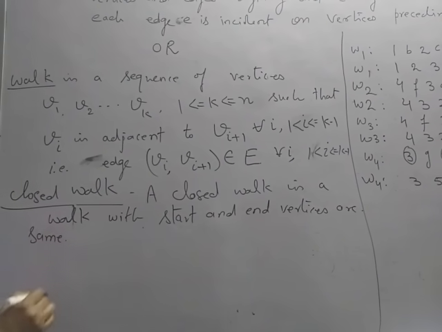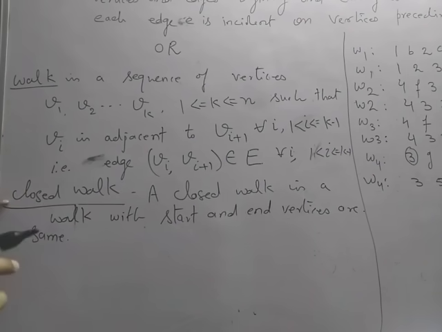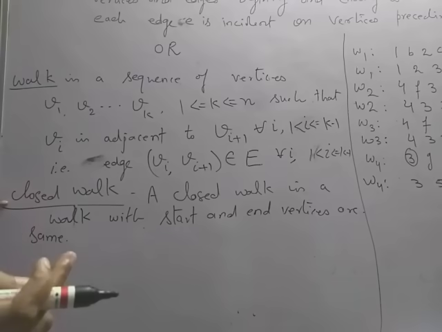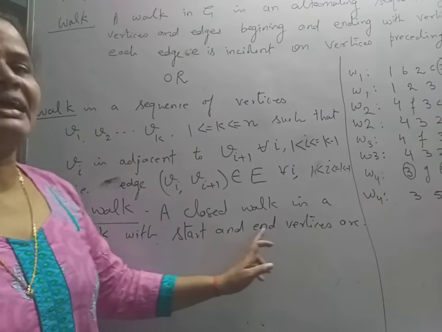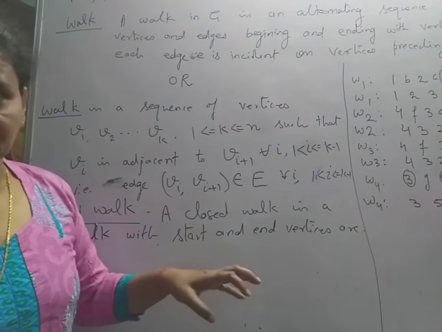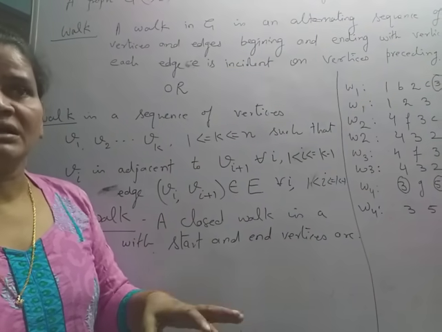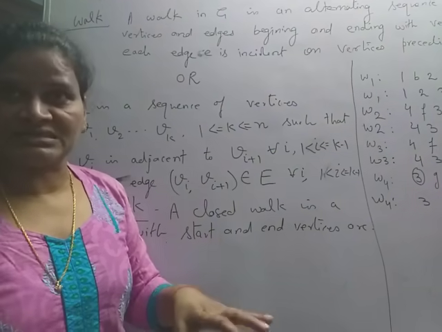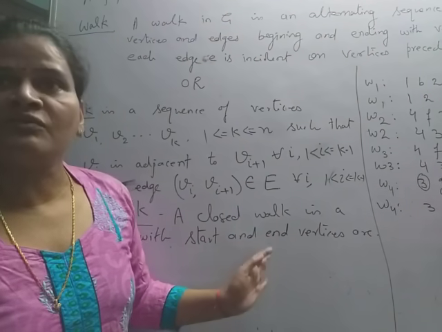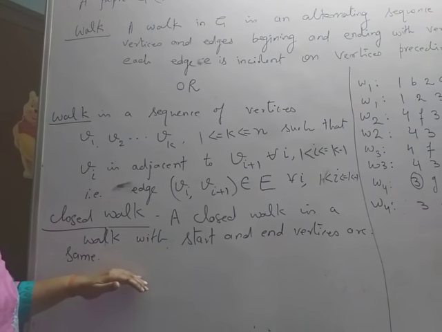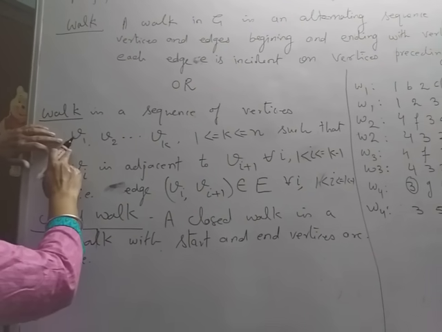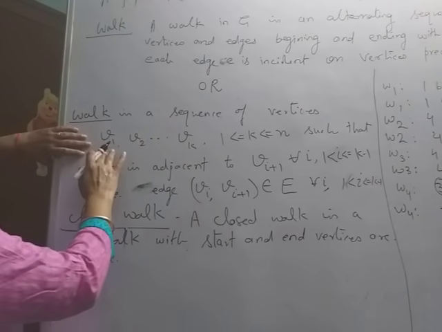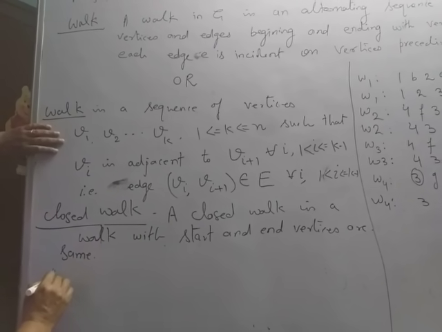Closed means that the walk will start from the same vertex where it ends. Means start and end vertices are same. If in a walk the start and end vertices are same, then the corresponding walk will be what? The closed walk.